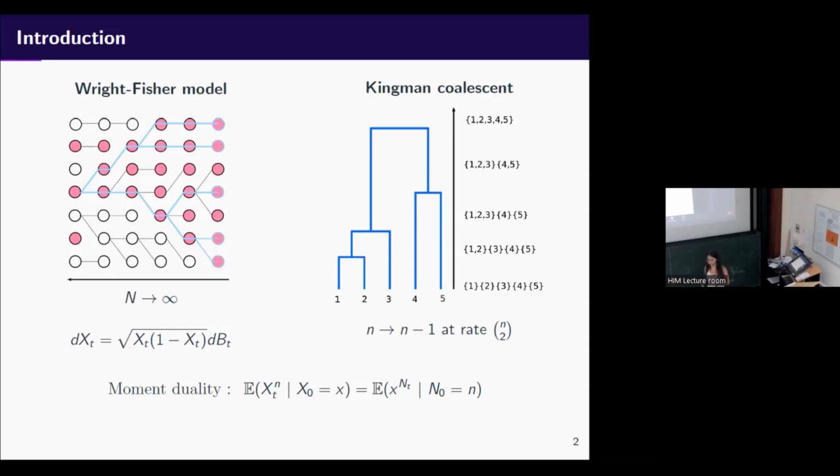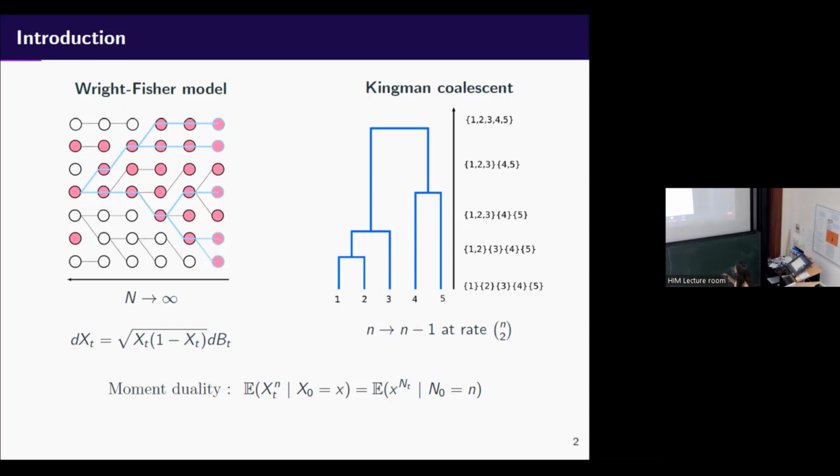And you can also ask yourself, what is the speed of coming down from infinity? So if you look at very small intervals of time close to 0, at which speed does the number of blocks decrease? And in the Kingman coalescent, it's well known that it decreases like 1 divided by t squared for small periods of time. We will see later why this is important.